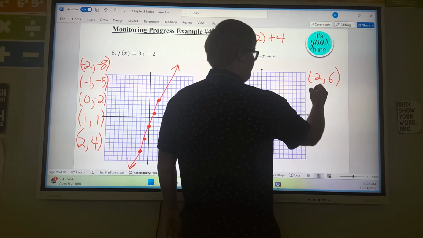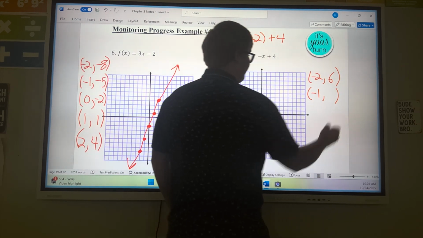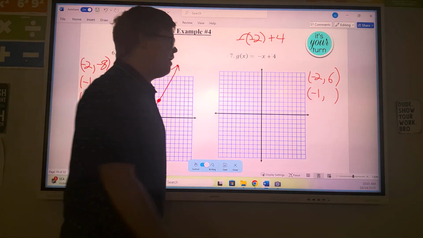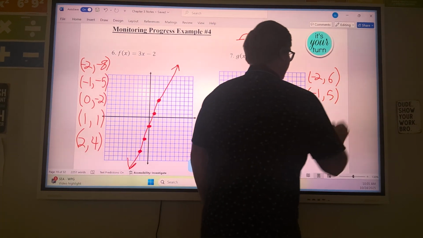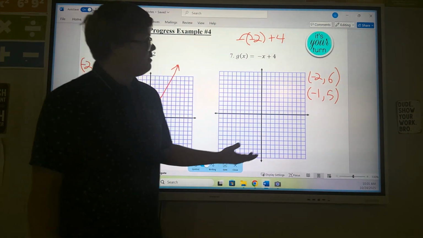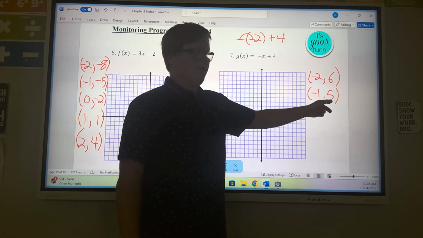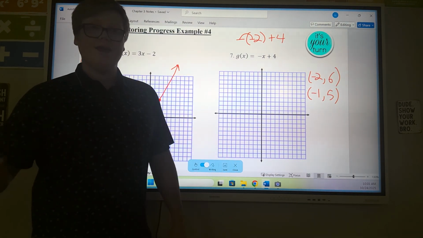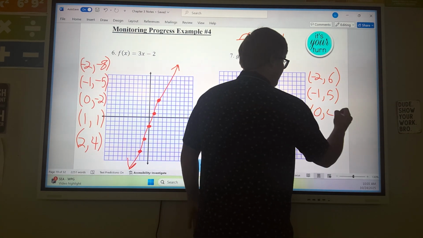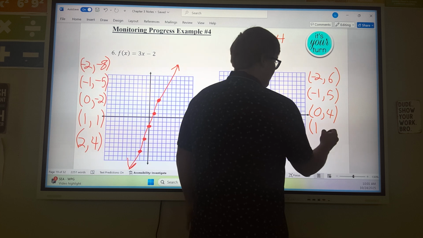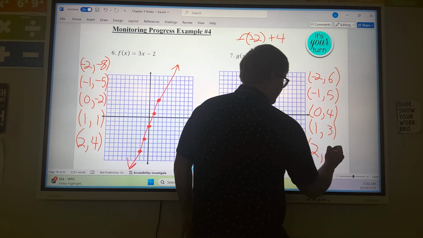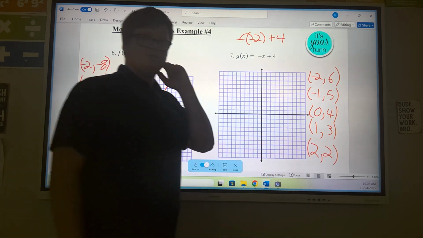The same thing's going to happen for a -1. When we put a -1 in there, it becomes positive. 1 plus 4 is 5. And at this point, like I said before, we should be able to tell what our rate of change is. We know that we're going down by 1. So every point we make is going to be down by 1. So 0, 5 minus 1 is 4. 1, 4 minus 1 is 3. And 2, 3 minus 1 is 2. So those are our 5 points we're going to graph, right?